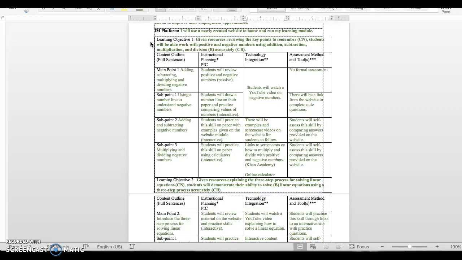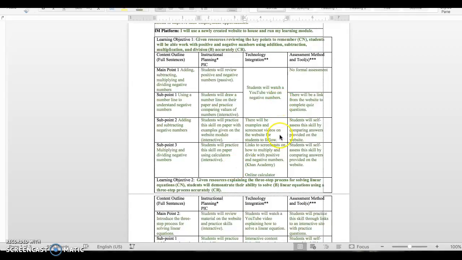The instructional planning for this, initially there's a passive component here where they'll be watching the YouTube video, but then they'll be able to stop, or at the end of the video they will do some interactive activities such as drawing a number line, actually seeing the relationship on paper of the negative numbers and the positive numbers. They'll be able to practice some skills on paper after they're introduced to information on adding and subtracting and then multiplying and dividing negative numbers.